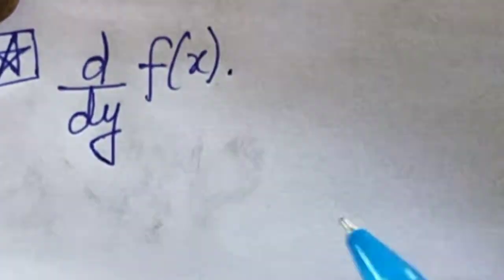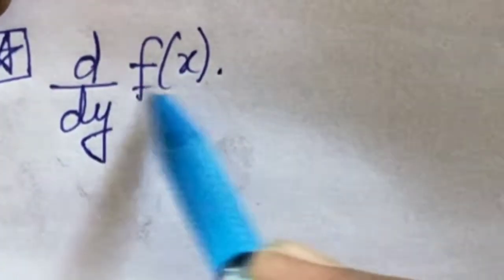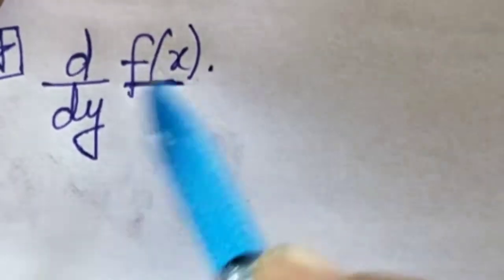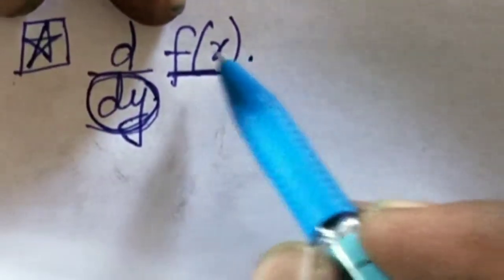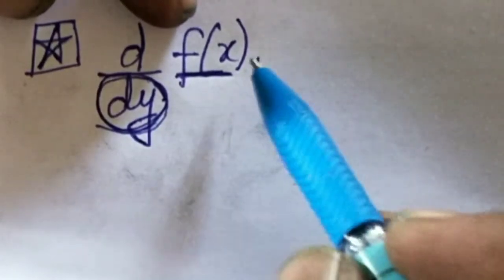First point that we'll discuss today is this: when the differentiation is a function of x, but we are not differentiating it with respect to x, but with respect to some other variable. It is also used in physics. So how to solve it, I'll discuss it today.